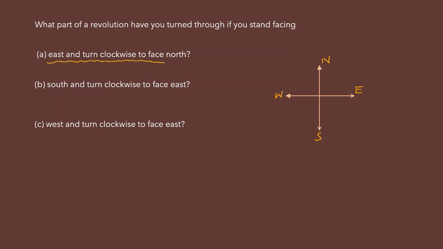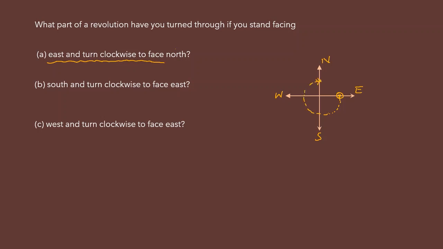So what part of revolution have you turned through? If you stand facing east, you are facing east. So you are standing here, facing east, and you turn clockwise, the way a clock moves. You are reaching north. You have to face north. So clockwise you are rotating and then you are reaching the north direction.